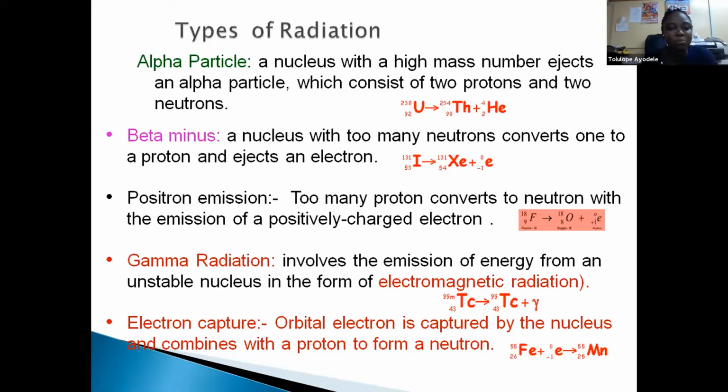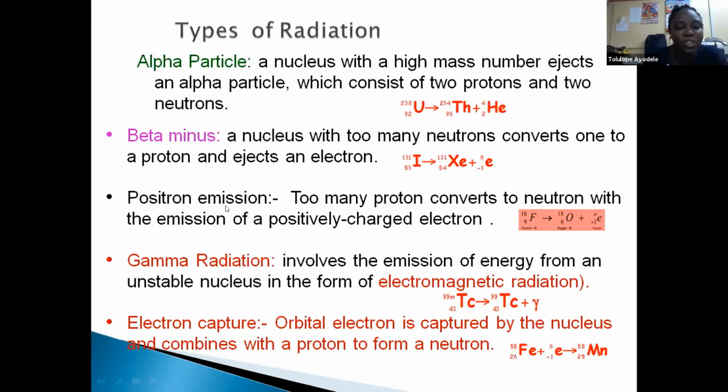So for the beta minus particle, we have a nucleus that has too many neutrons, and it converts the neutron to a proton as a result of the excess number of neutrons. An example of a radionuclide, a radioactive element, that undergoes beta minus is iodine-131.